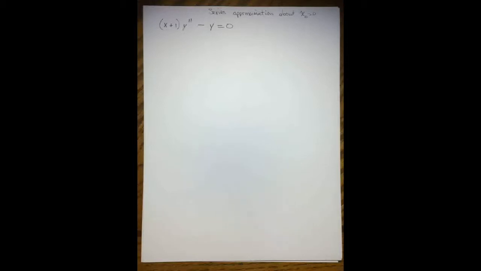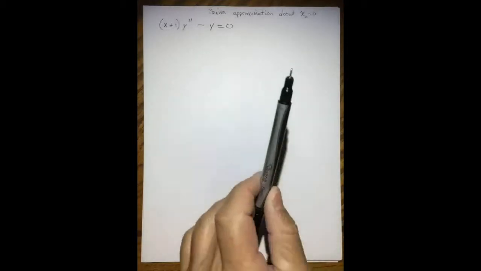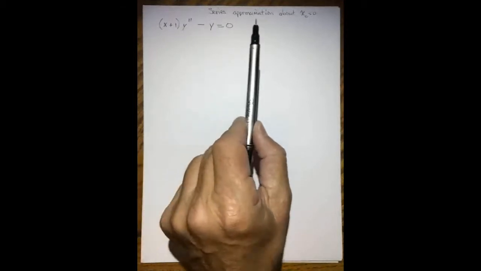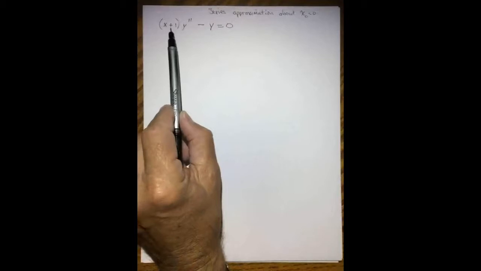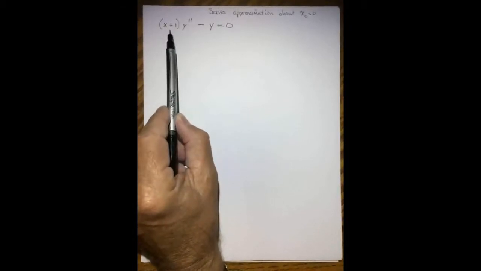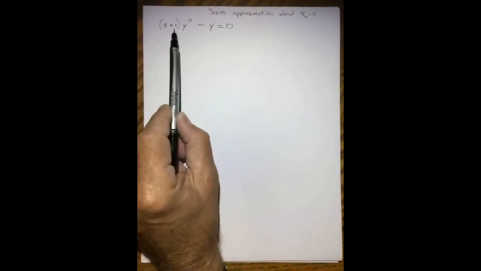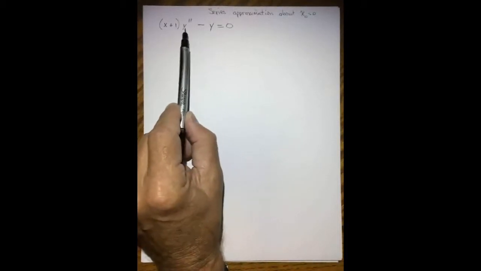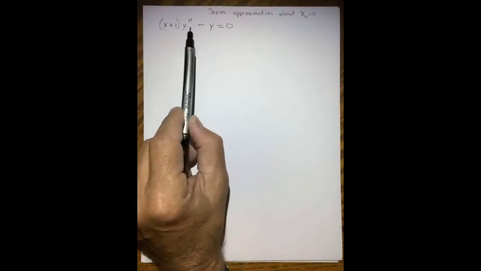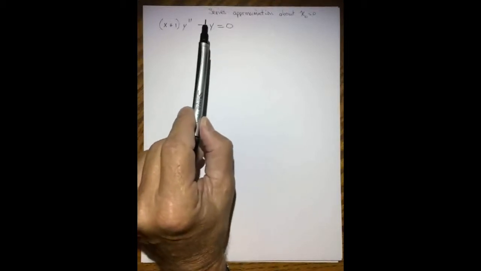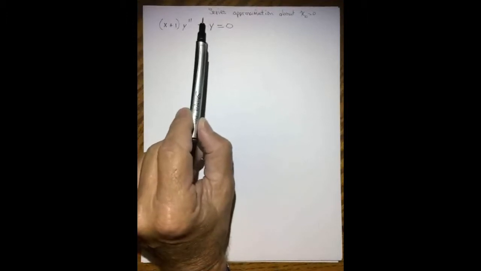And if you notice, this function, this differential equation, is undefined at x equals -1. Well, x equals -1 is called a singular point. Now, for any other value of x, this differential equation is defined and makes sense.